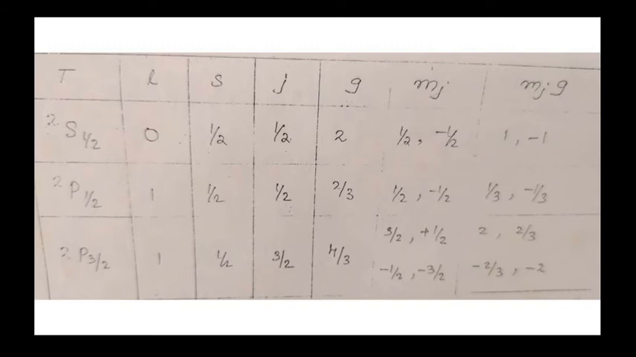For the case of 2s 1/2, Mj g is equal to 1 and -1, and for 2p 1/2 it is 1/3 and -1/3, and for 2p 3/2 the Mj g values are 2, 2/3, -2/3 and -2.